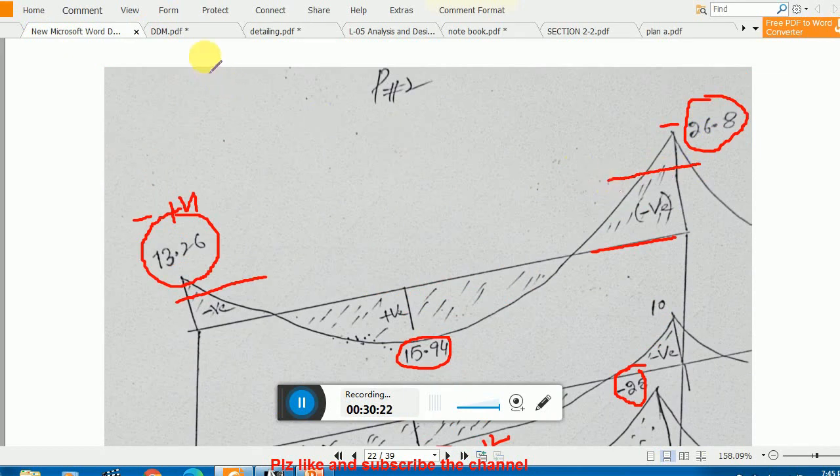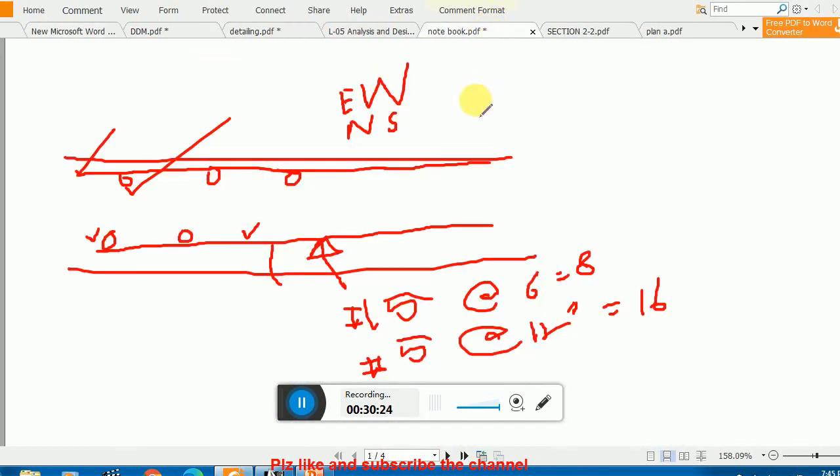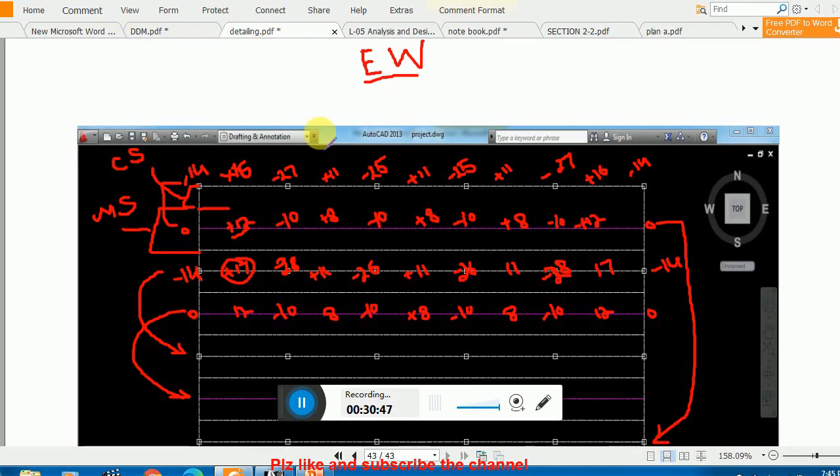Now these bars, first of all we calculate the top bar, and you see that it is placed in the top portion. Why in the top portion? I will show you the reason. And these are the cross bars, which are basically provided in north south direction. Now we are starting the calculation from the corner panel. And here we have in east west direction minus 14 and minus 27, again minus 25, again minus 25, minus 27 and minus 14.